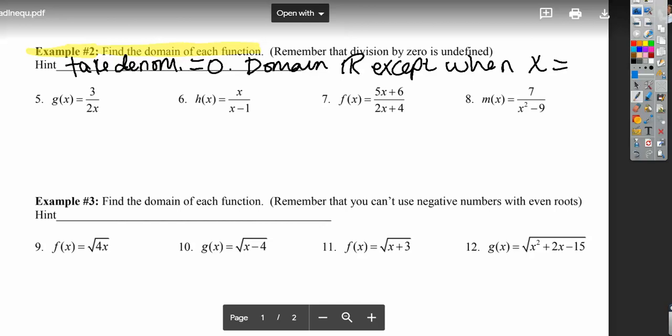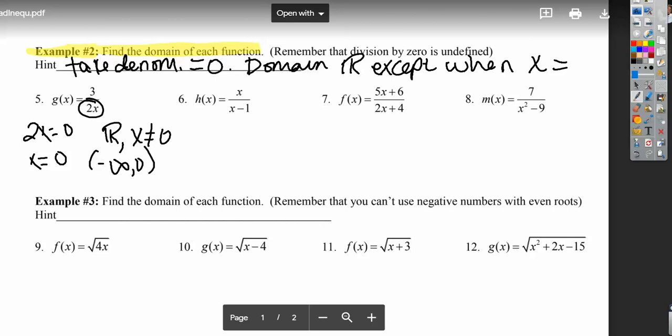If I look at number 5, if I take my denominator and set it equal to 0 and solve, x is going to equal 0, right? Because 0 divided by 2 is 0. So my domain is all real numbers, except x is not allowed to equal 0. Or I could write this in interval notation, like this. And again, I can't have 0 in the denominator because then my answer will be undefined.